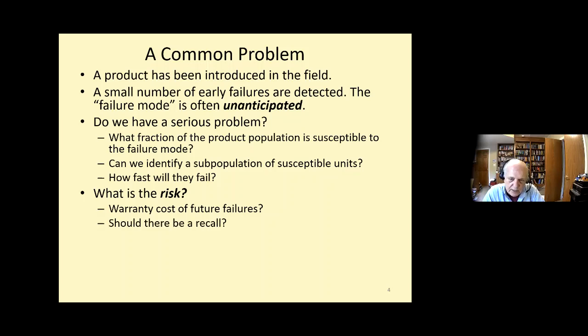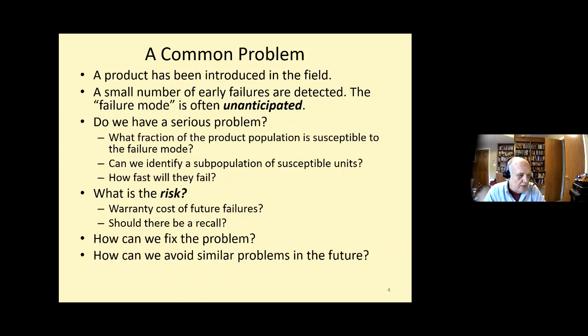In some cases at least, there's a question of, is this a safety issue where we might have to have a recall of our product? And then there's the question, how do we fix the problem for maybe the next generation of our product? And also, how can we avoid similar problems in the future? One common element is that the reliability problems that arise are often due to multiple mistakes that are made. And we'll see that in some of the particular examples that I'll go through in this presentation.